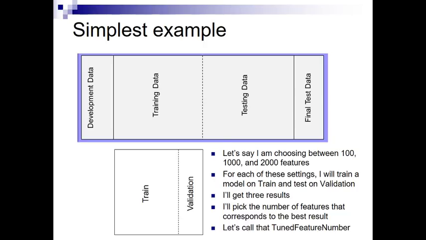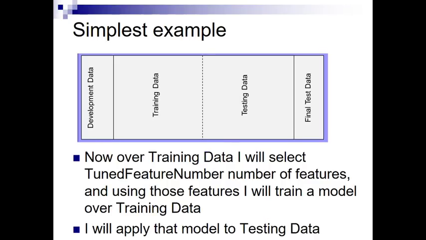So then we'll know which one is best, and let's say 1,000 came out best, then that will be what we're going to call our tuned feature number. Now, on the training data, we'll take that tuned feature number, and we'll extract that number of features from the training data. Now, we've already extracted that number of features over part of the training data, but we would get a different set of features if we extracted that number of features over the whole training data. So that's what we're going to do. Then we're going to build a model over the training data with those features. And that's the model that we're going to apply to the testing data.